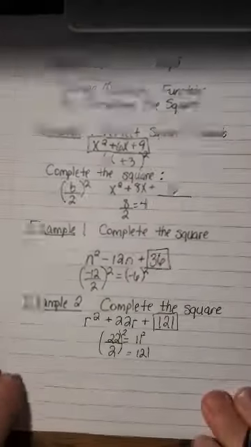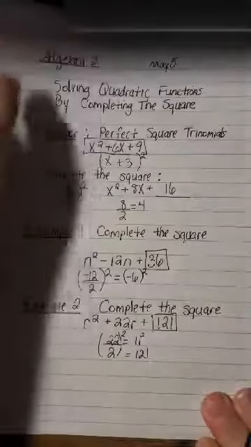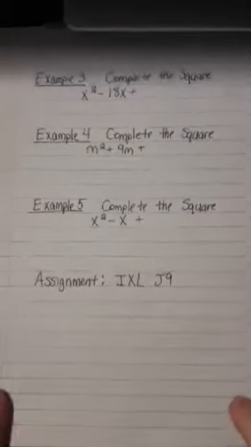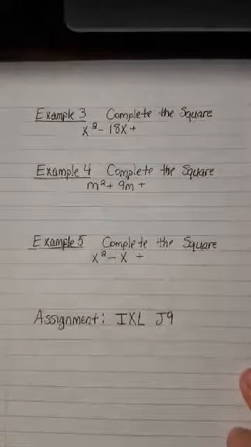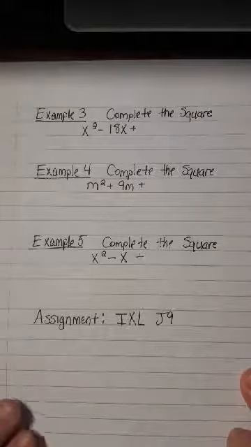Alright, so let me go on. I'm going to do 3 more examples just to make sure you've got it. 2 of them are going to have odd numbers in the middle. Sometimes that throws students off. So I want to make sure you go over that.